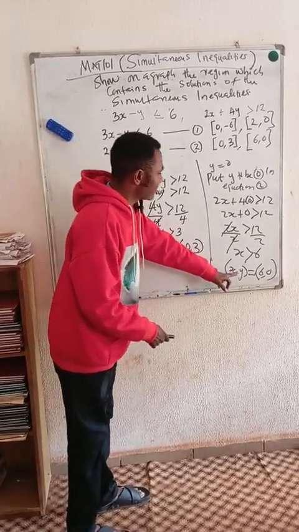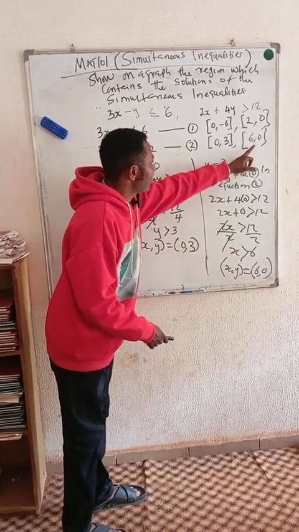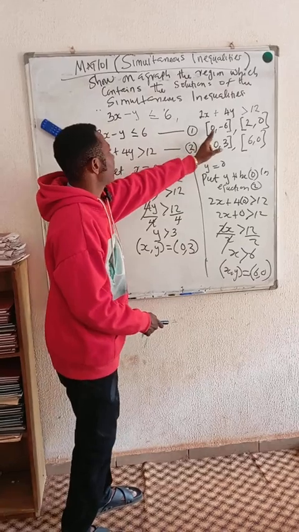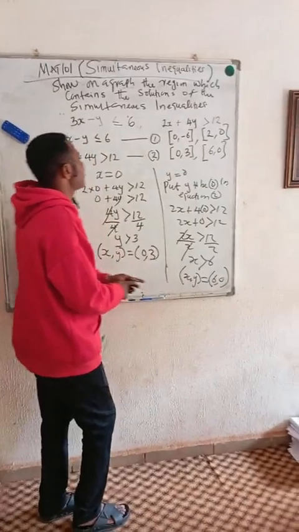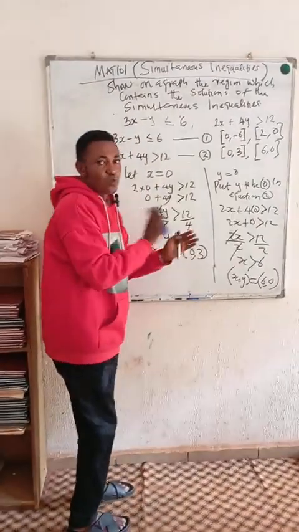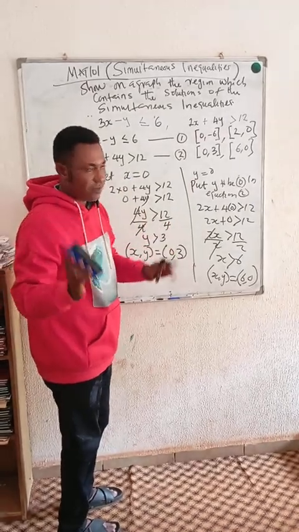So we're going to put x. So already we have (0, 3), (6, 0). And the first is what? In the first equation, we have (0, -6), then (2, 0). The next thing is, we are done with the solution. We are going to draw the graph now.